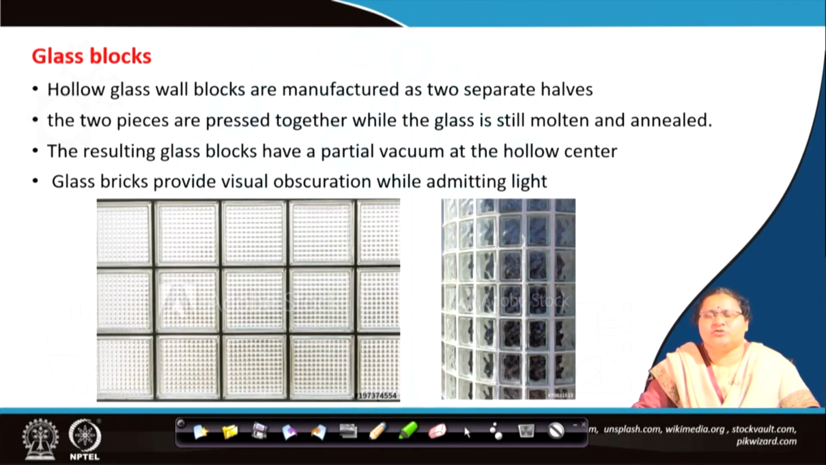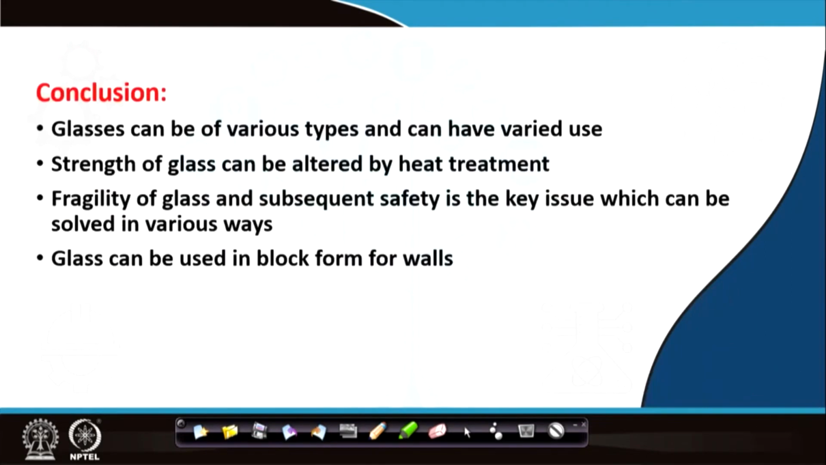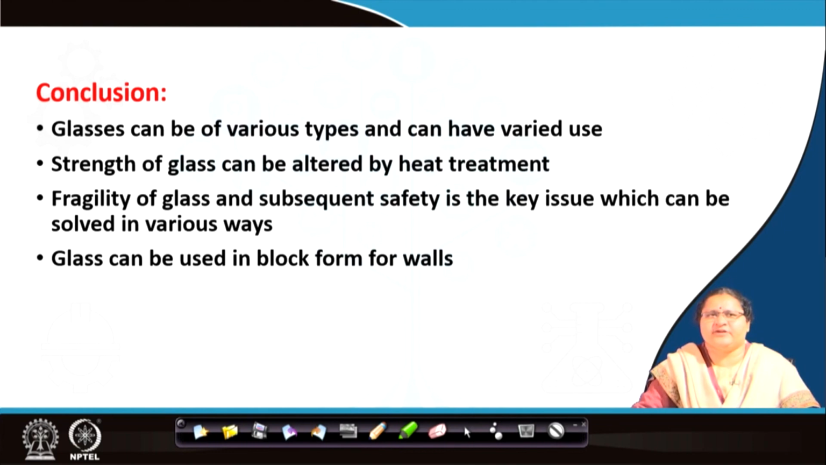So, what we understood in this lecture is that there are several types of glass and they have a variety of uses. Strength of glass can be altered by heat treatment. Different kinds of glasses can be obtained by putting lamina, putting tint on top of it, and creating different graphics on top of it. Fragility of glass and subsequent safety is the key issue which can be solved by putting this tint. Glass can be used in block forms also.